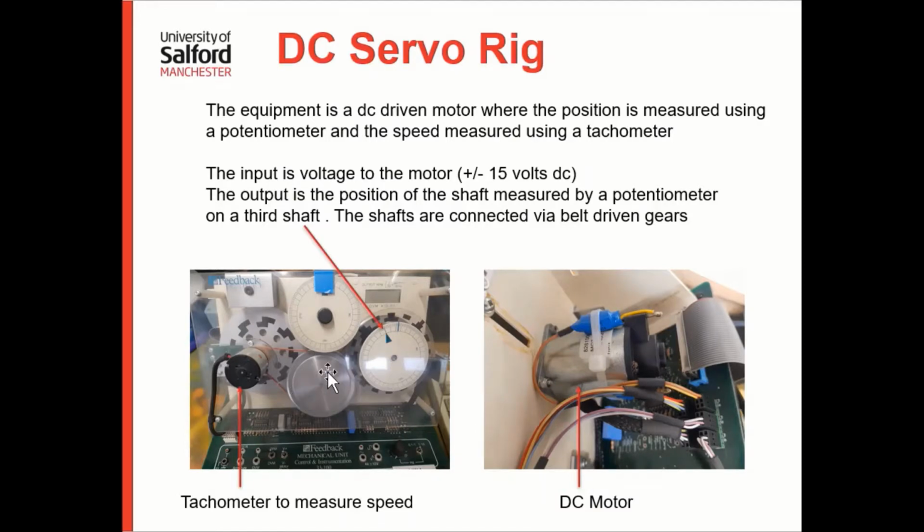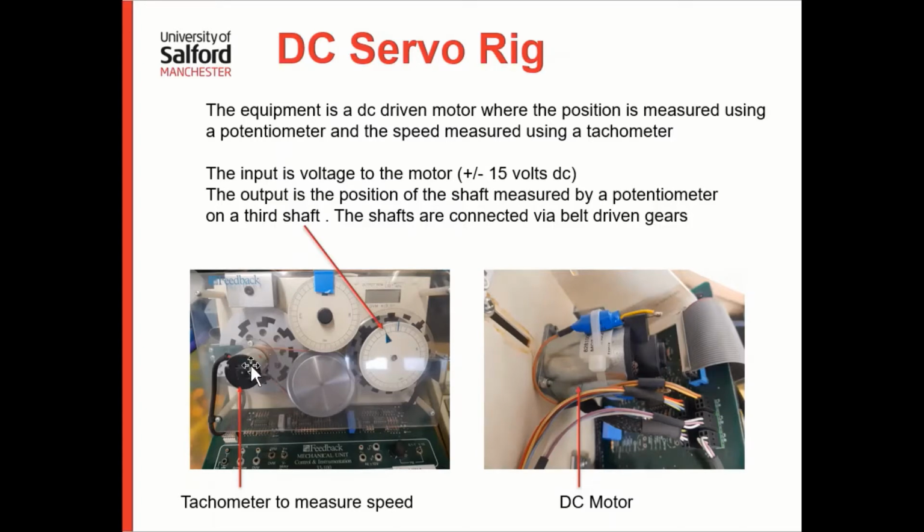So this goes round a little bit slower. This goes around quite fast, and this one is a bit slower. And there's another belt here, which drives around that way, so this one goes even slower. So it's like two belts here, and so you've got three shafts, and it's the output of this shaft that we control the position of with a potentiometer attached to this shaft here.